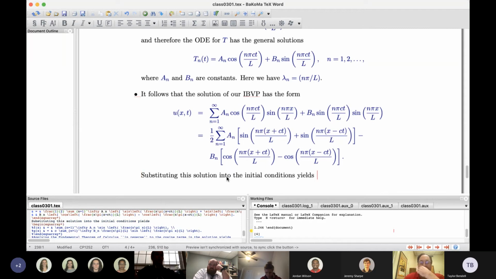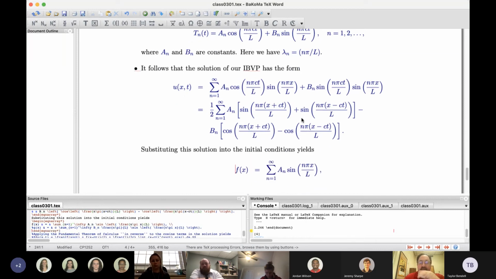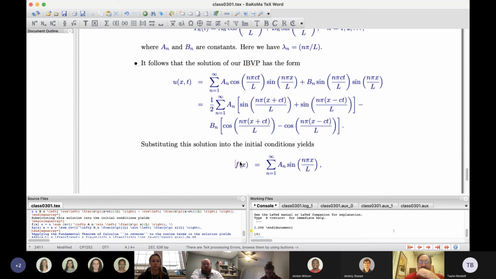If I substitute t equals 0 in here, well, first, if I plug in t equals 0, here I have cosine n pi x over L minus cosine n pi x over L. This part goes away. So u(x,0) is f(x). And I plug in t equals 0, then this simplifies greatly and I get this. So the a_n are just the Fourier sine series coefficients of f(x), my initial condition.